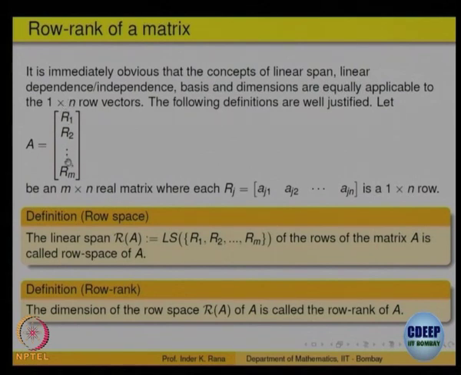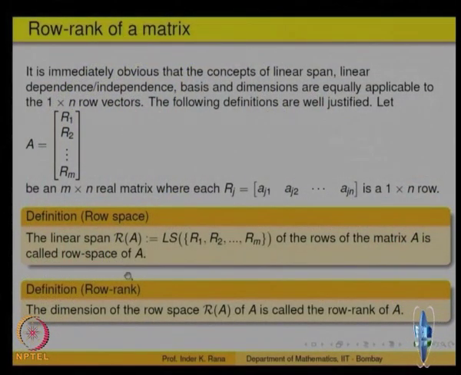So, these vectors R 1, R 2, R m, if you put them together in a set and generate a vector space, that means the linear span of the row vectors R 1, R 2 and R m is called the row space of the matrix A. So, given a matrix, look at the row vectors, there are m of them. So, the subspace of R n, each vector is of length n components.